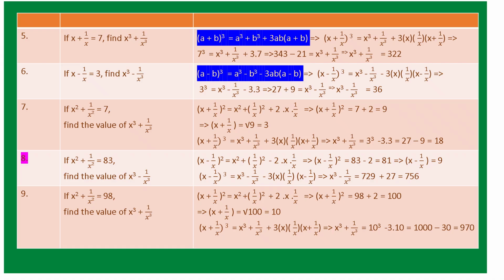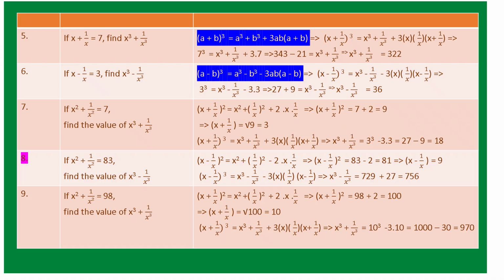Now, if you look into sum number 8, the given expression has a positive operator, and the one being asked for has a negative operator. So, we need to make use of the expression. This is a two-step sum. What is being given is x squared plus 1 by x squared, which is equal to 83. But what is being asked for is x cube minus 1 by x cube.